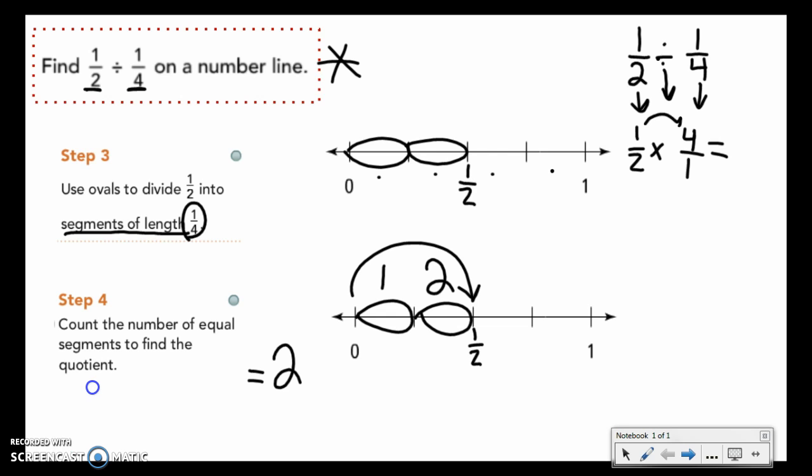Multiply your numerators together to get 4. Multiply your denominators together to get 2. Whenever you're looking at a fraction that is improper, think of it just like a division problem. 4 divided by 2. Well, that's going to give you 2. There's your answer.